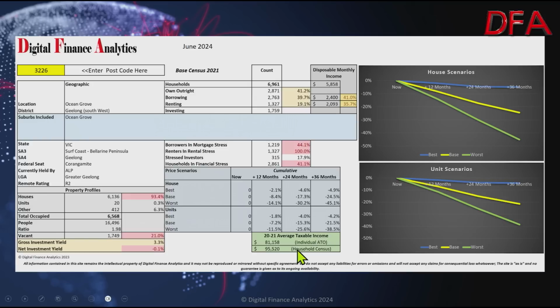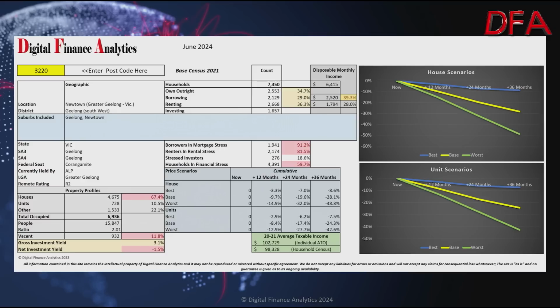Household census, 95,000, and that gives a disposal monthly of 5,858, with 41% of 2,400 going on typical mortgage and 35%, 2,000 or a bit more than that, 2,093 going on typical rental. And looking at the scenarios, a bit of a fall in the best case, a significant fall of more than 24% under the base case, and a very significant fall under the worst case scenarios, units following suit.